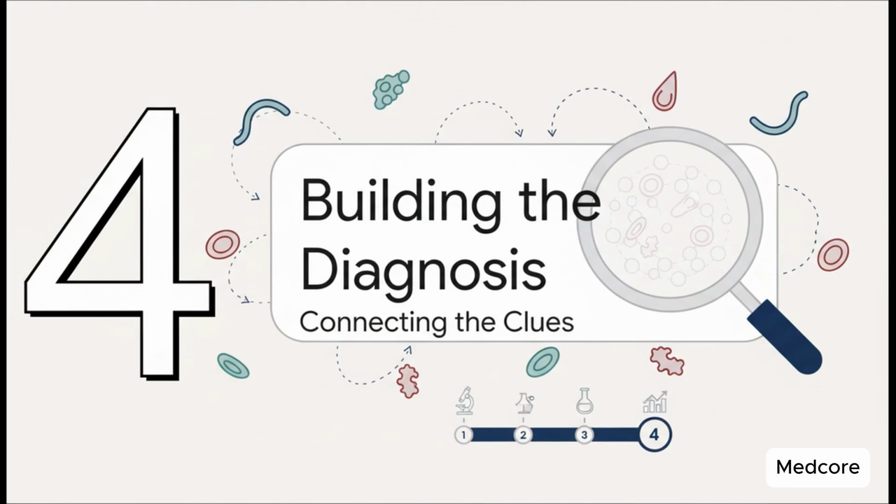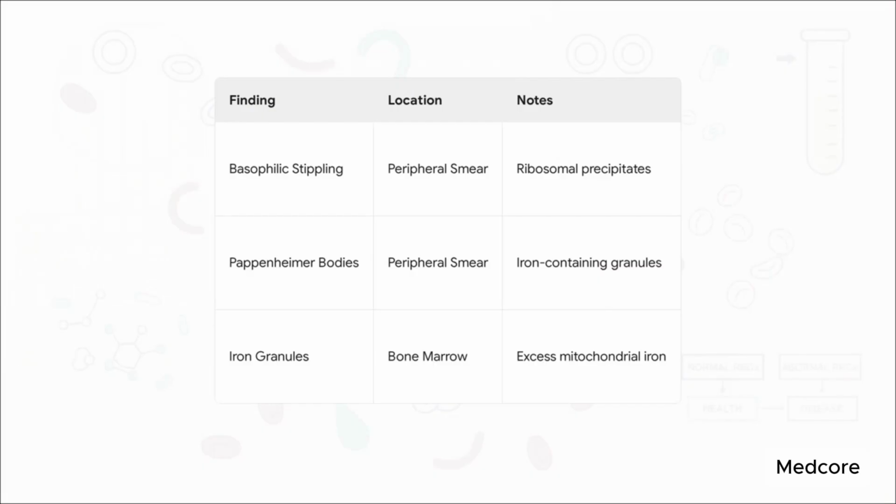So, we've gathered a whole bunch of individual clues. Now comes the most important part of being a detective, putting all the evidence together. We're going to see how different findings can all point towards a single, unifying diagnosis. This slide shows exactly what I'm talking about. Let's build the case for sideroblastic anemia.